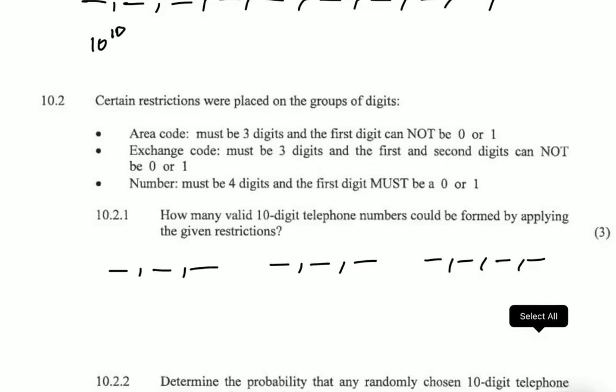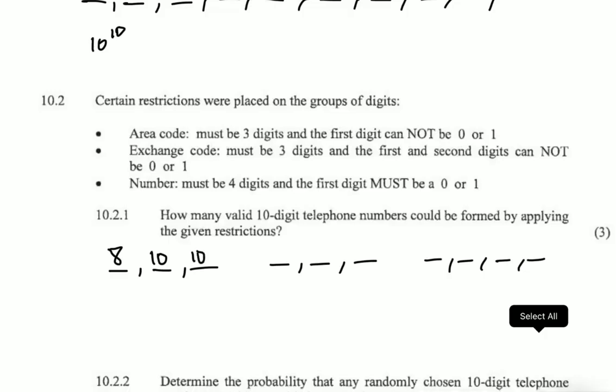For the area code, the first digit cannot be 0 or 1, so we are choosing from only 8 numbers. So we're going to have 8 possible numbers on the first position of the area code. On the second digit, we don't have any restriction, so it can be 10 possible numbers. On the third digit, we can also have 10 possible numbers.